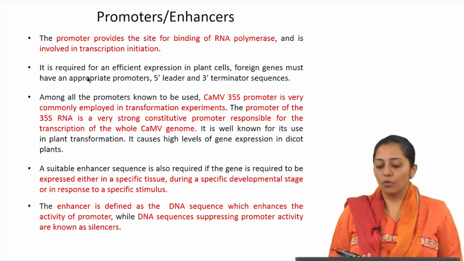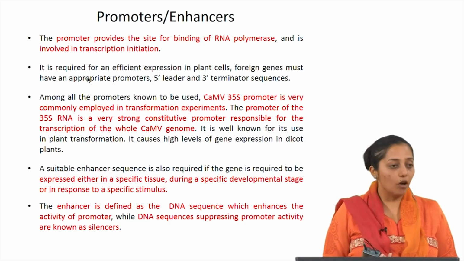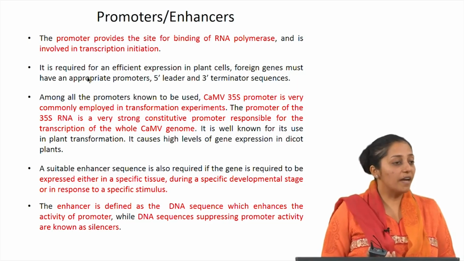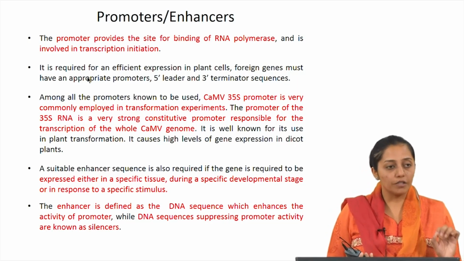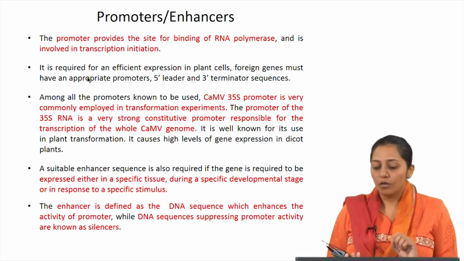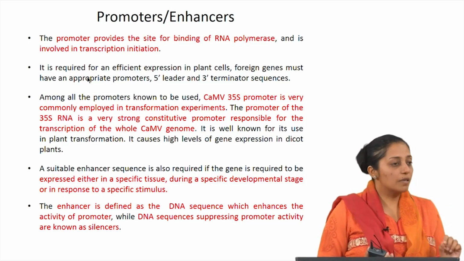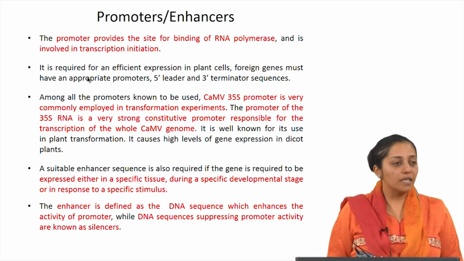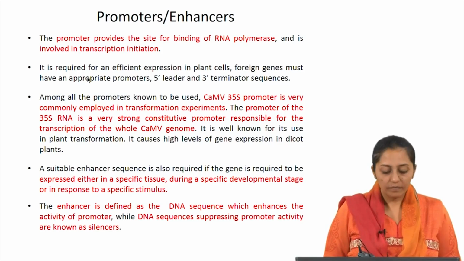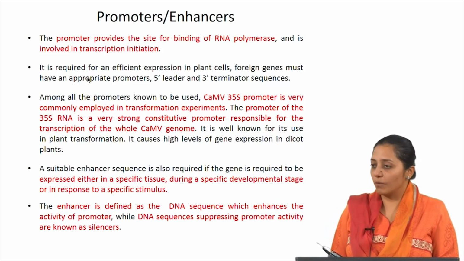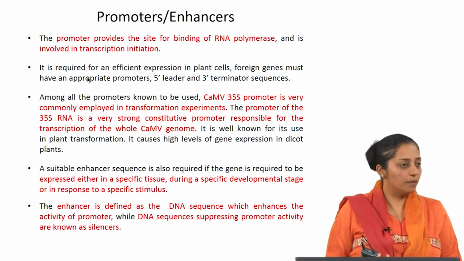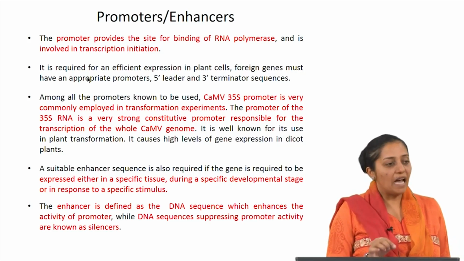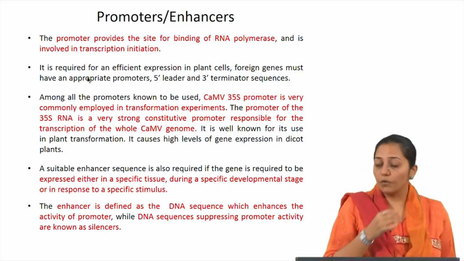Among all the promoters known, the CaMV 35S promoter is very commonly employed in transformation experiments. The promoter of the 35S RNA is a very strong constitutive promoter that leads to the transcription of the whole CaMV genome. So, it is well known for its use in plant transformation. A suitable enhancer sequence is also required to control the activity of the promoter. Now, why do you think this enhancer sequence is useful?